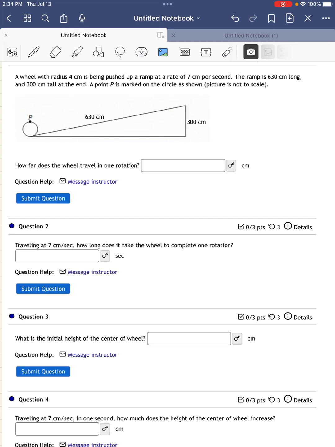A wheel with radius 4 centimeters is being pushed up a ramp at a rate of 7 centimeters per second. The ramp is 630 centimeters long and 300 centimeters tall at the end. A point P is marked on the circle as shown. Picture is not to scale.